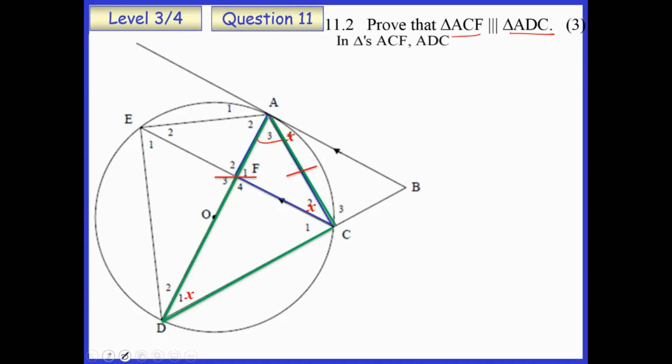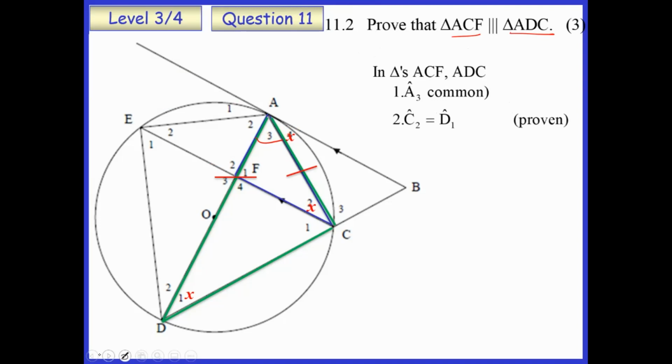Okay, don't worry what I wrote there now. Right, we got those two triangles. We're starting. A3 is common. Do we have something else? C2 is equal to D1, proven. Well done. We already proved C2 and D1. It's staring at us. C2 is equal to D1, proved above.